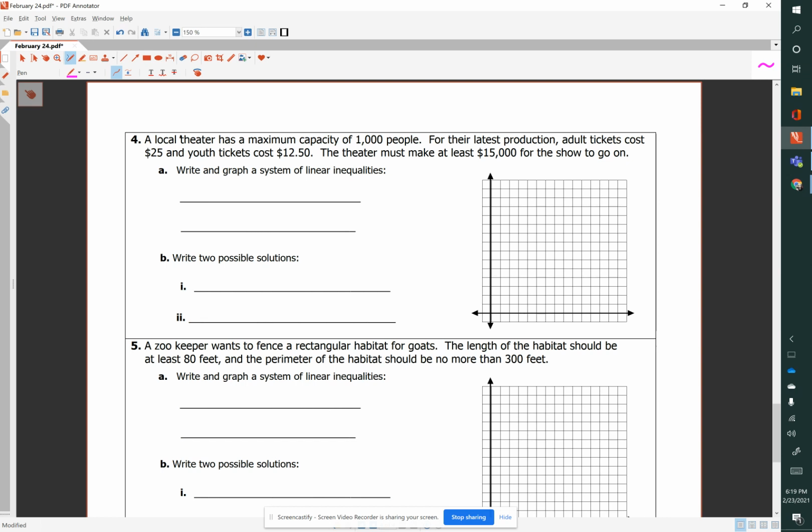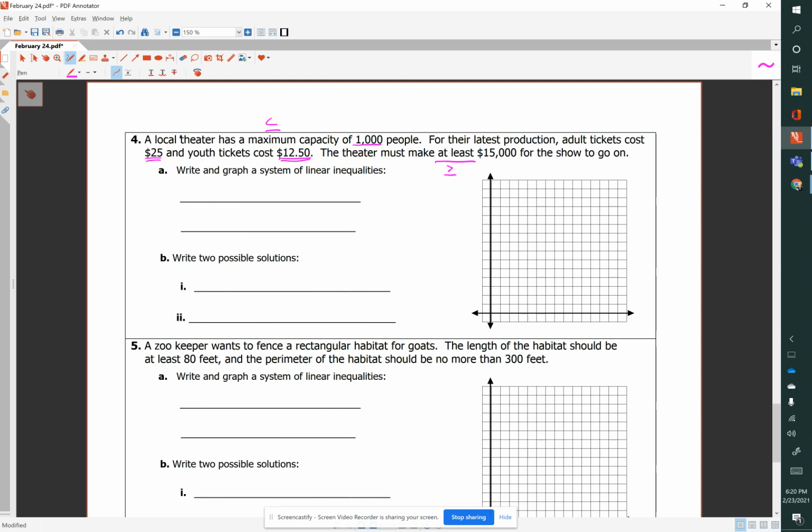So the local theater has a maximum capacity of 1,000 people. So maximum capacity includes 1,000. Could 1,000 people be there? Yes. So that's going to be less than or equal to. For their latest production, adult tickets cost $25 and youth tickets cost $12.50. The theater must make at least, so greater than or equal to, $15,000 for the show to go on.